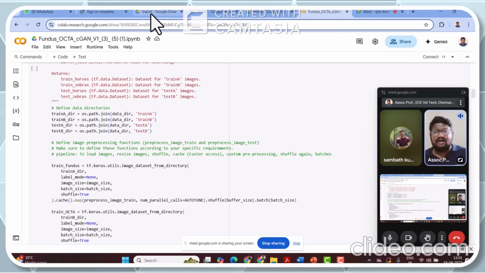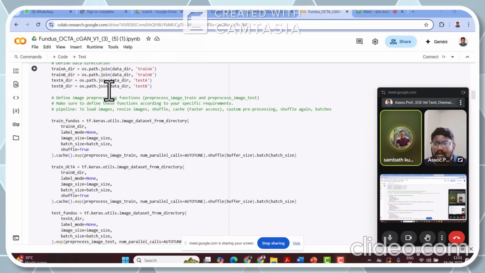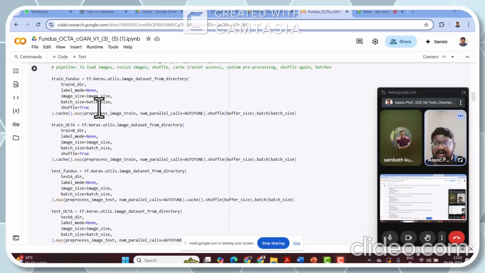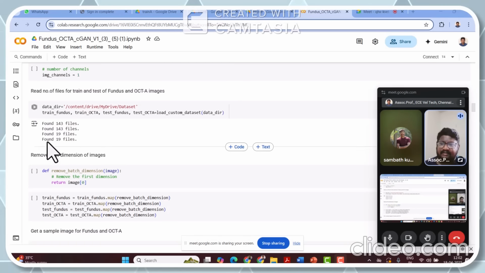So there are other folders also, and this is only loading the names of the directories. And here we have tensorflow.keras.utils image_dataset_from_directory. This is used to import the particular image files and load and stream those pipeline. In the parallel pipeline, we are loading all those things under the different sets: train fundus, train OCTA, test fundus, and test OCTA. 143 fundus and OCTA images for training, and 19 files we are using for testing.